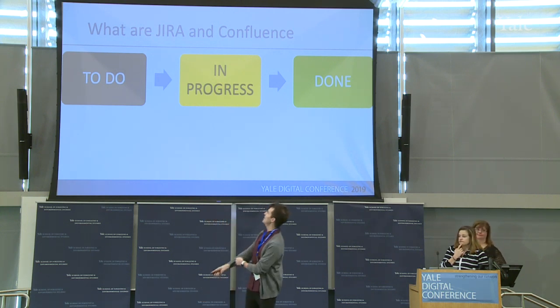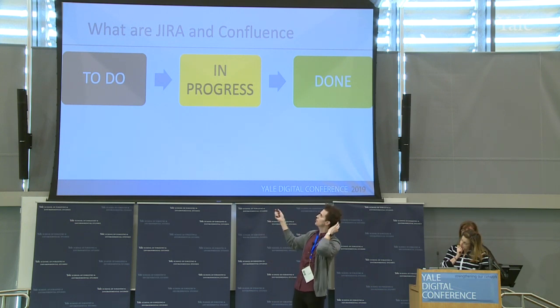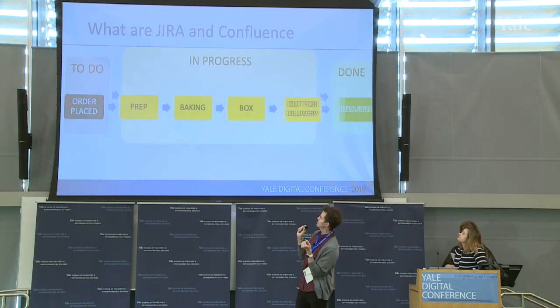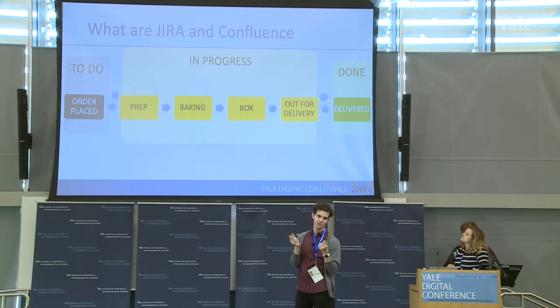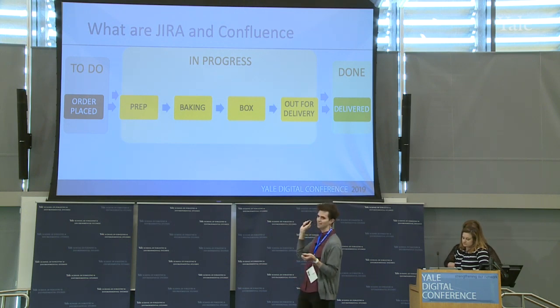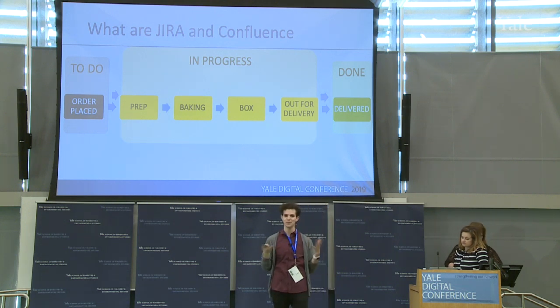Perfect. All right, so to come full circle, what are JIRA and Confluence? JIRA is basically a pizza tracker. So we can see a basic workflow in JIRA: to do, in progress, and done. And we just built a custom workflow for a non-traditional use of JIRA with our pizza tracker. We have order placed, our in-progress statuses with prep, baking, box, out for delivery, and then finally a resolution of done. And I'm using some of these words because, again, a lot of you are familiar with JIRA and Confluence.